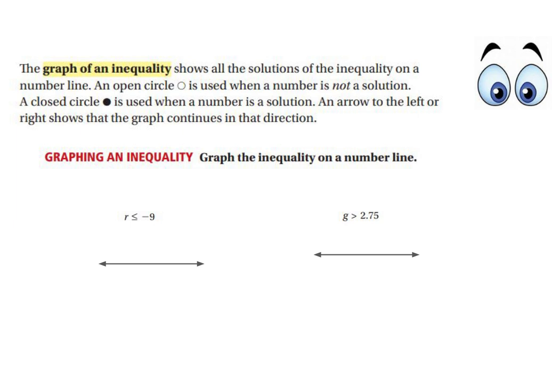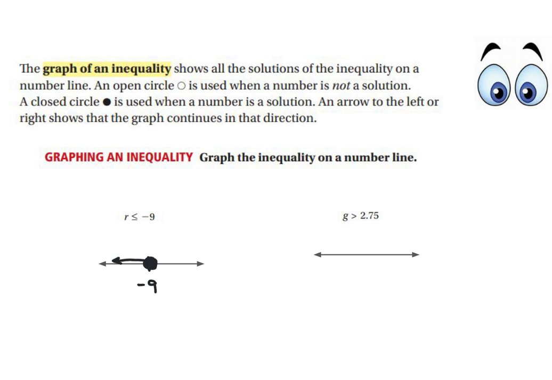R is less than or equal to -9. So I'm going to plot the point -9. I'm going to draw a circle, and it says R is less than, so I'm going to draw an arrow going to the left. So any number to the left of -9 would be a solution. But it also says that R is less than or equal to -9, meaning -9 would also be a solution, so I'm going to fill that in.